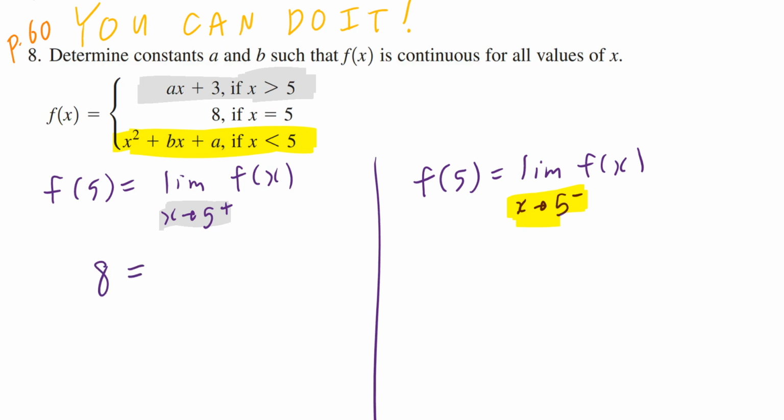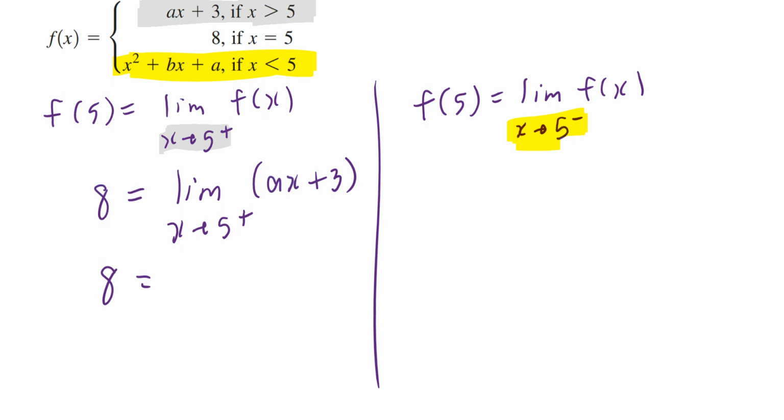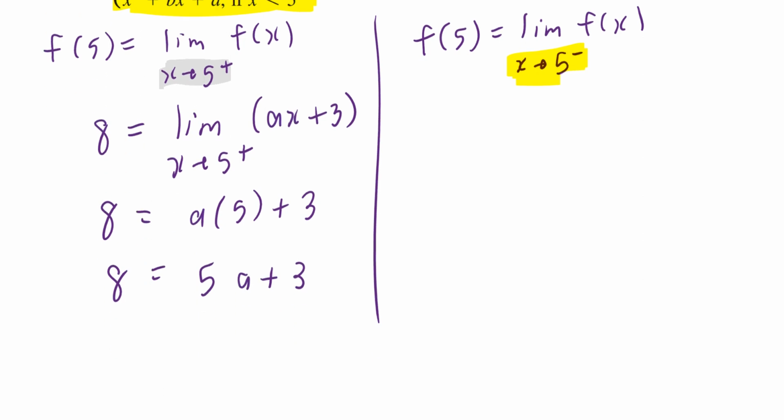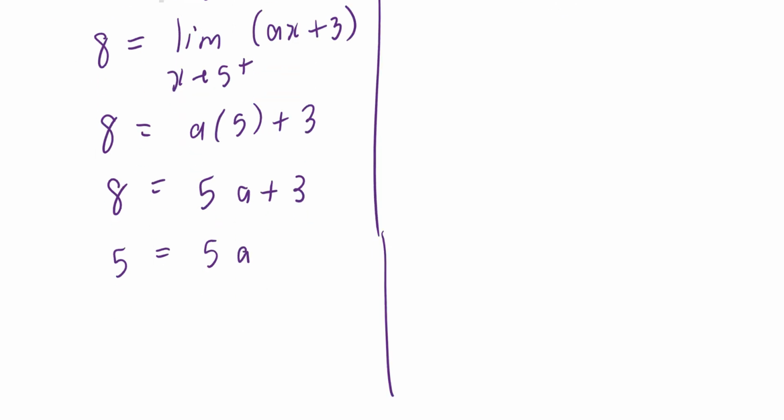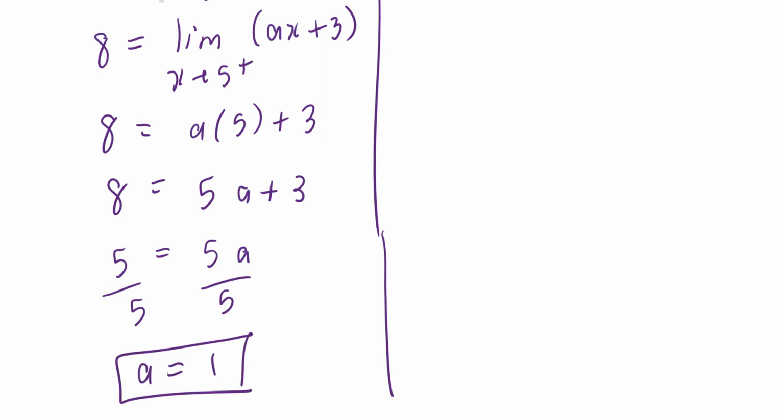If you think about the right-hand side, since you're taking the right limit, what you're really thinking about is the first piece of the piecewise function. So ax plus 3. Again, 8 equals the limit of ax plus 3 as x is approaching 5. The first step in limits is you plug in 5. So a times 5 plus 3. This means 8 equals 5a plus 3. If you bring 3 to the other side, 8 minus 3 is going to be 5, which equals 5 times a. The opposite of multiplying by 5 is to divide by 5. So a is going to be 1.